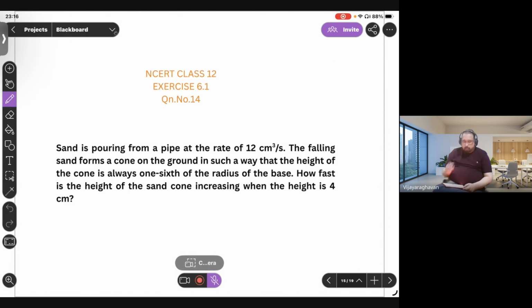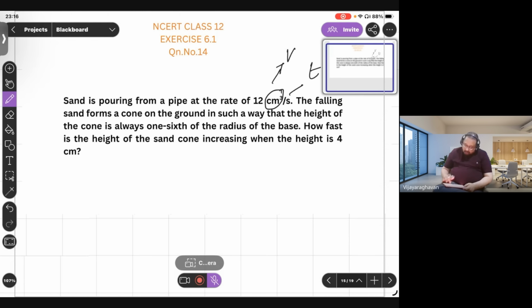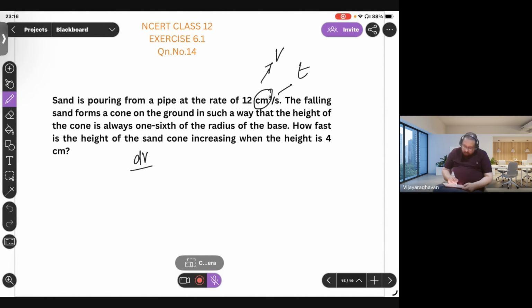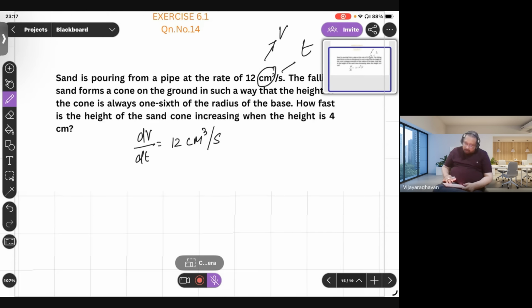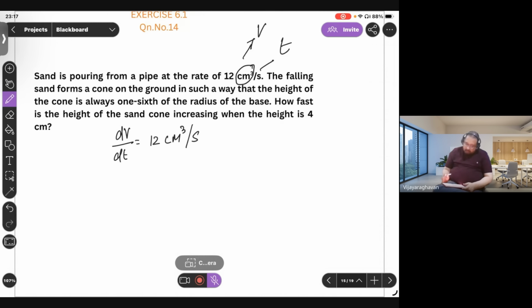Beautiful question. Super hint in the question itself. Sand pouring from a pipe at the rate of centimeter cube. It means volume. Second, it means time. So they given dV/dt equals 12 cubic centimeter per second. This is how we should identify the clues from the question. So word problem is very easy. It's not at all difficult if you understand how to crack it. So fine, we got it.